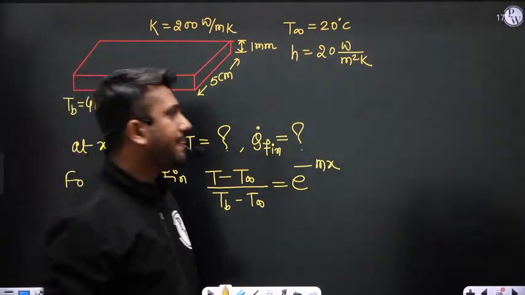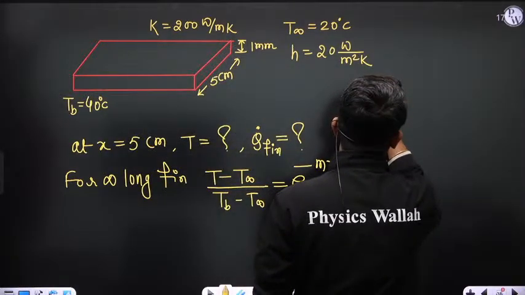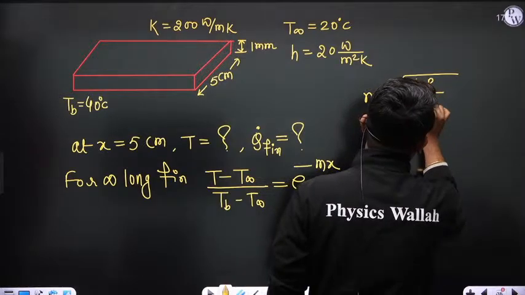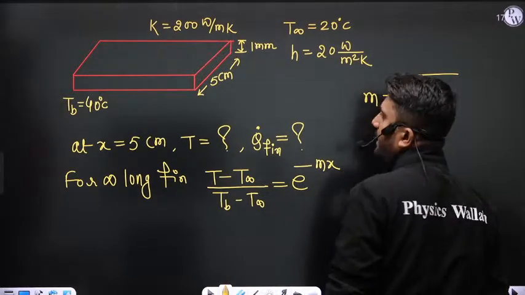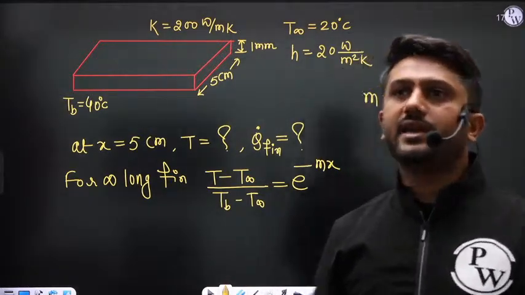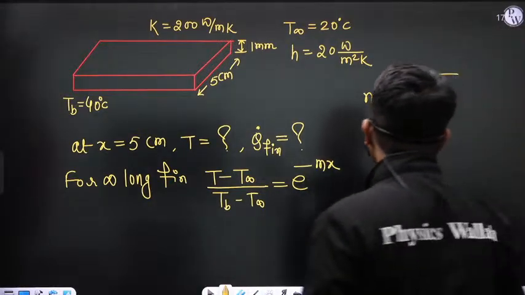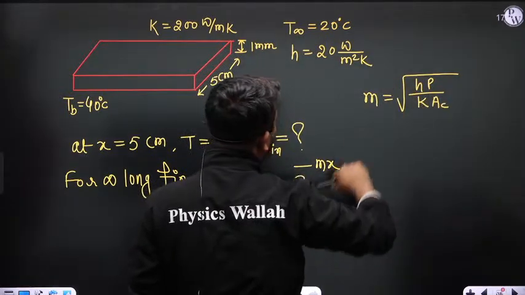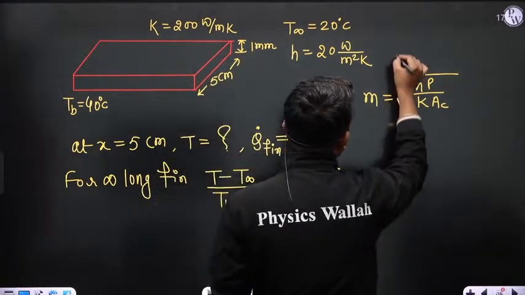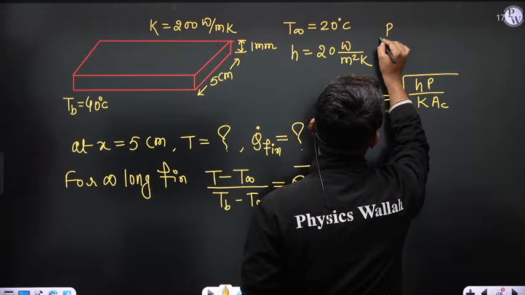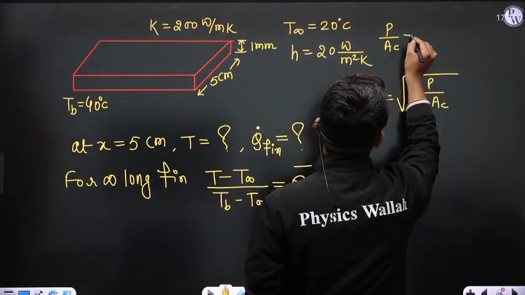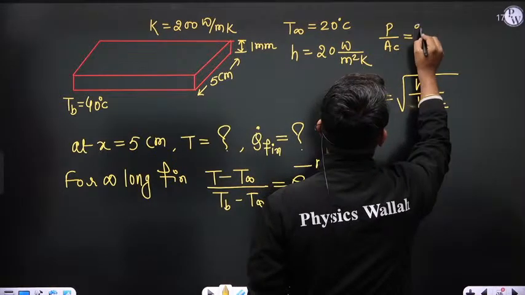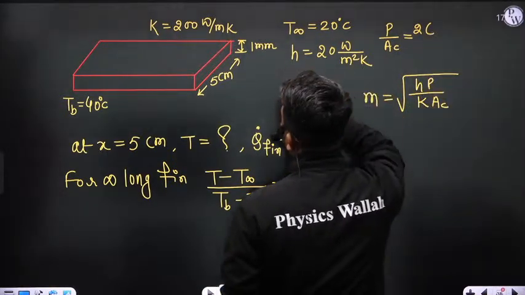And what is the m? The m is root over HP upon KAC. Right, this is the m. Now tell me, what is the P by AC? Because H is given, K is given. What is the perimeter by cross section area? This is a rectangular fin. So what is the perimeter? This is 2 into (A plus B).